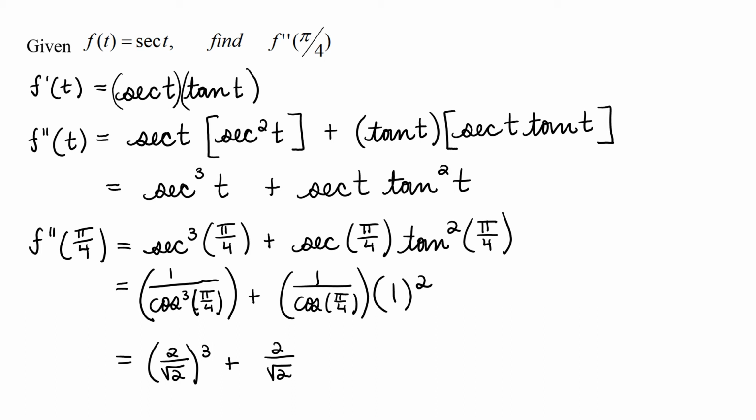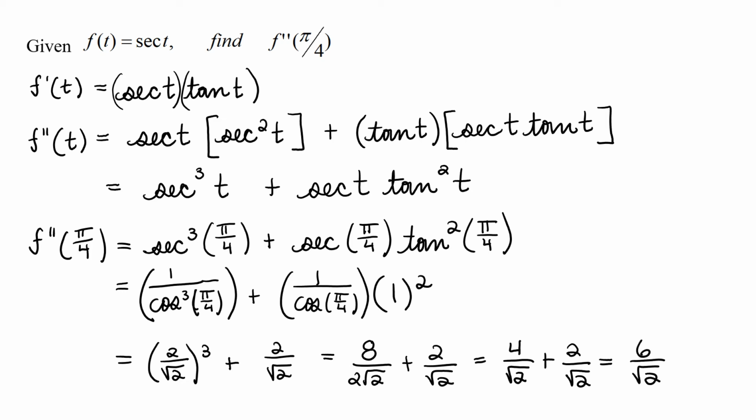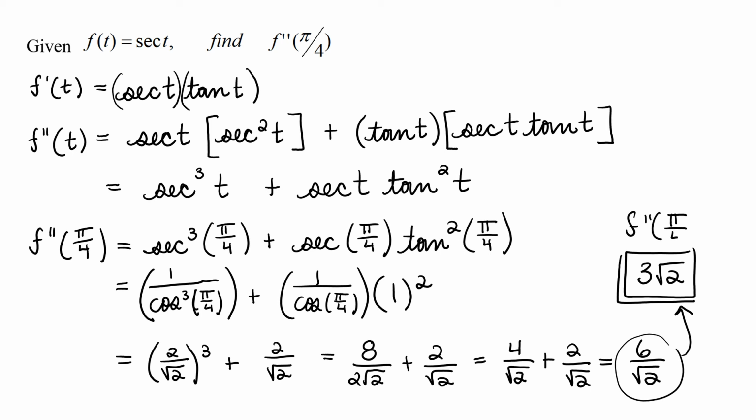So those are the reciprocals of the cosine of pi over 4. So this is equal to 8 over 2 root 2 plus 2 over root 2, which is equal to 4 over root 2 plus 2 over root 2, which is equal to 6 over root 2. And this is acceptable, but you'd probably want to rationalize it and get 3 root 2. So this is f double prime of pi over 4.